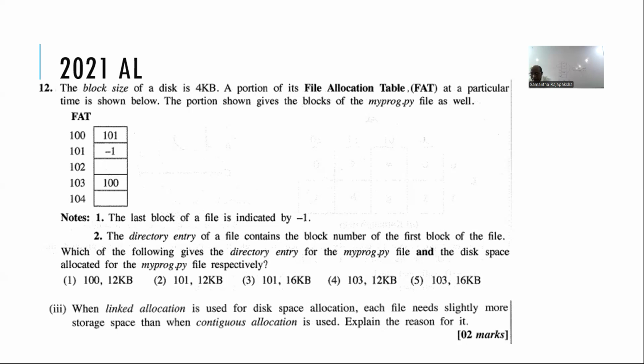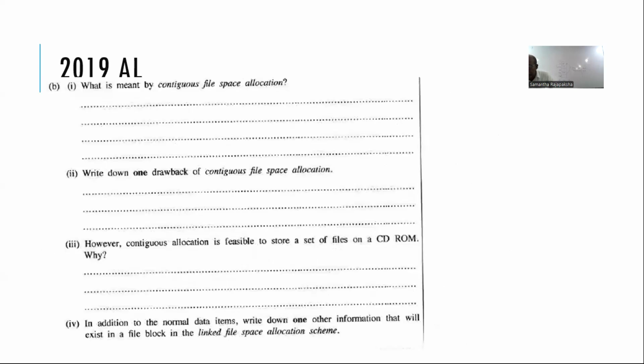Okay. But in contiguous allocation, we don't store the address of the next one. We store only the starting block and how many blocks there are. Is it clear? Yes, sir. Yeah, this one. Right.